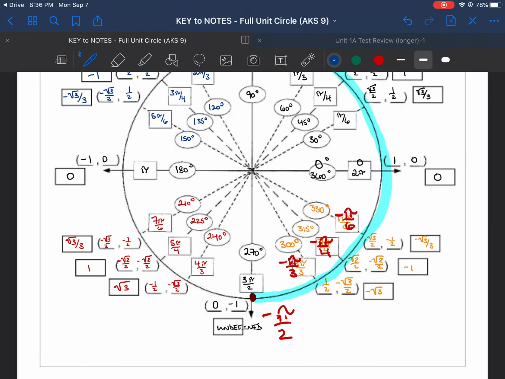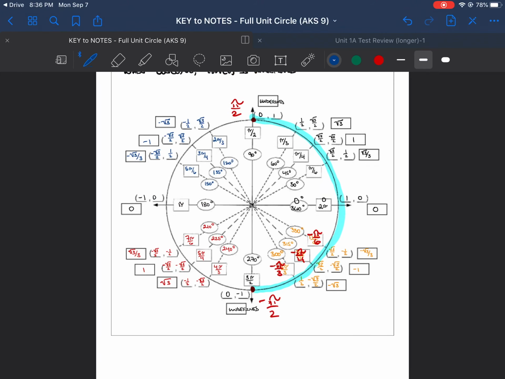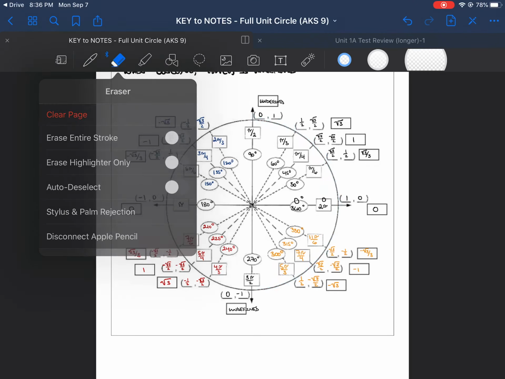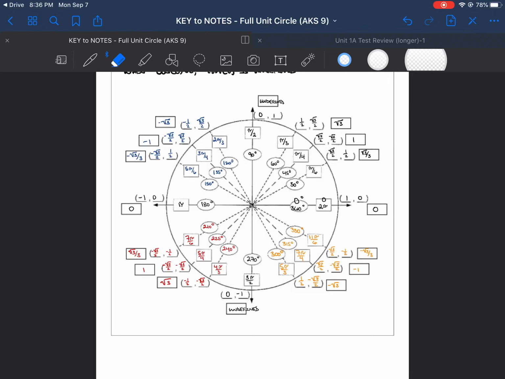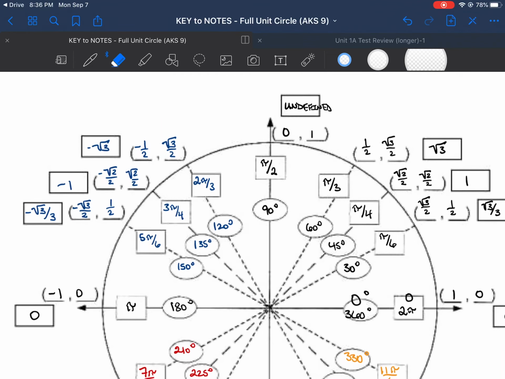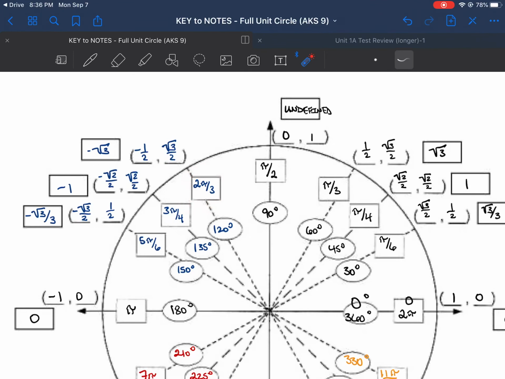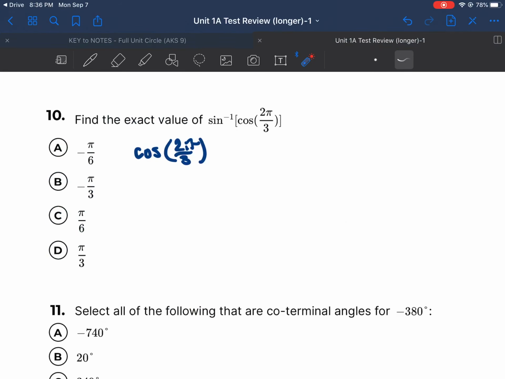Well, let's go ahead and find 2 pi over 3 on our unit circle. I'm going to go ahead and clear off this. All right, so 2 pi over 3 is right here in quadrant 2. Cosine is the x value, so the cosine of 2 pi over 3 is negative 1/2.